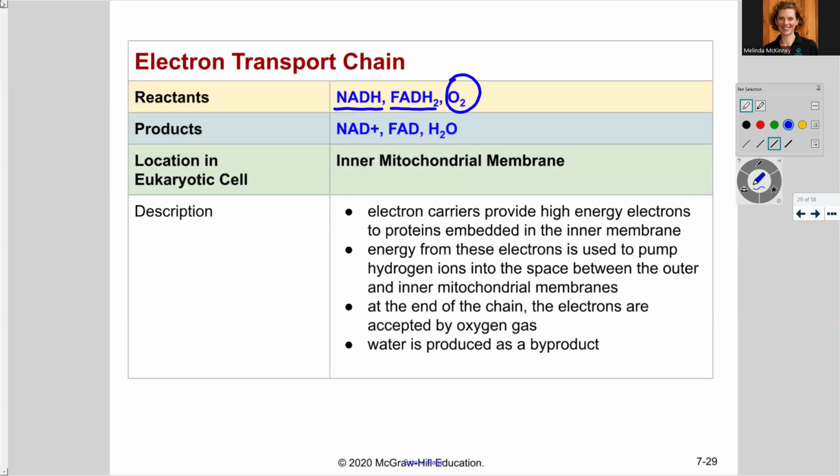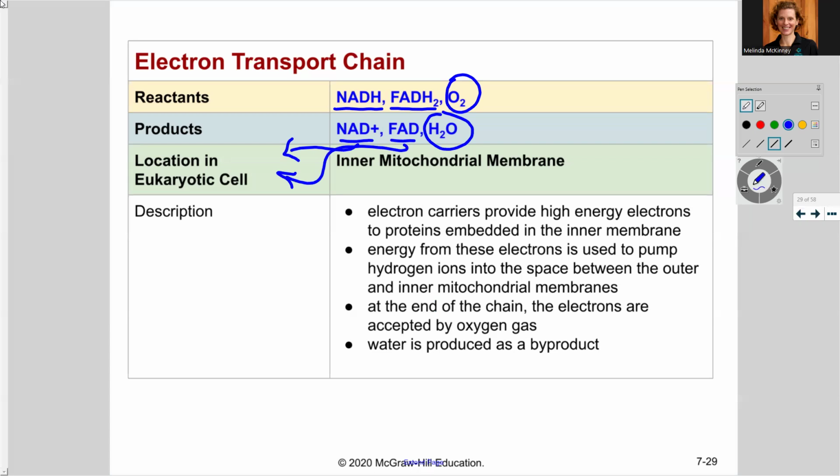So the oxygen is the final electron acceptor. It's going to combine again to make water. FAD and NAD+ will also be the byproducts of the electron carriers. Once they give off their electrons, these will go back to get more electrons and bring them back. So this process keeps going.